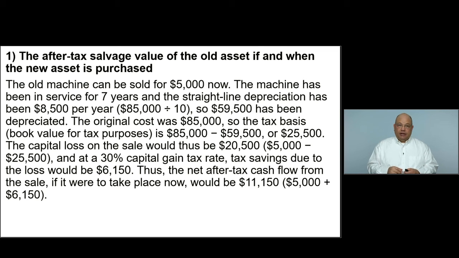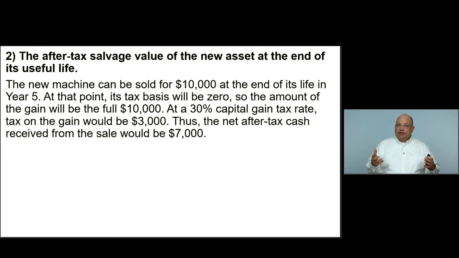So if we buy the new machine and we sell the old machine, the cash inflow from the old machine is $11,150. $5,000 cash that we got from it, and $6,150 in reduced taxes because of the capital loss that we had on the sale of that old asset. Okay? So that's our first cash flow. We've got $11,150.